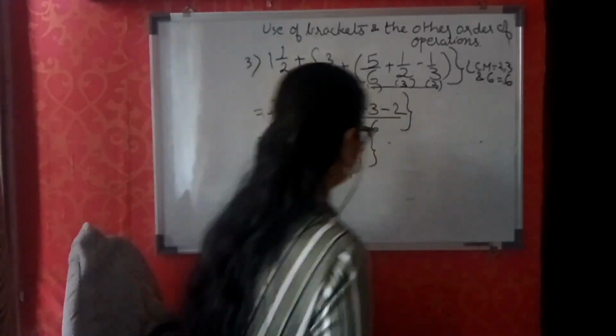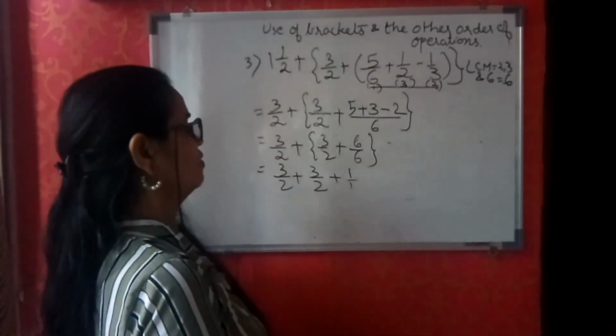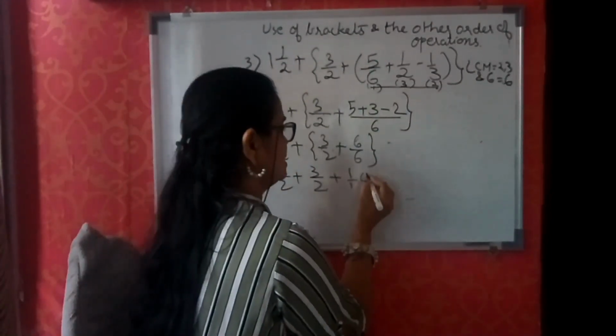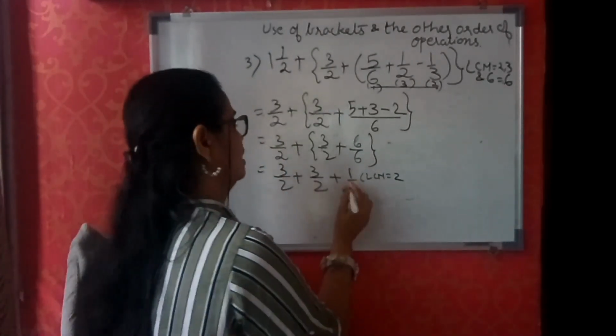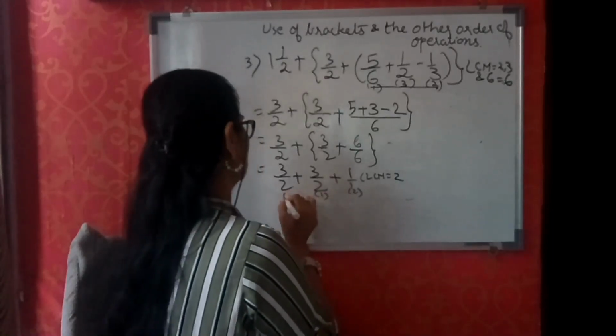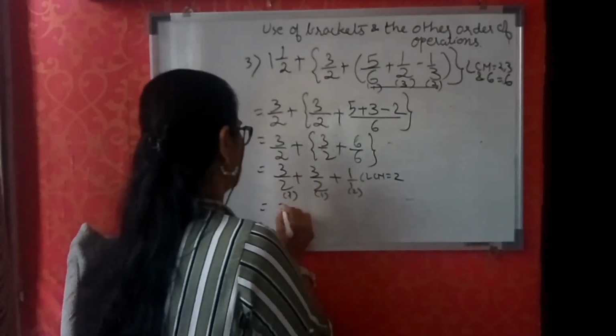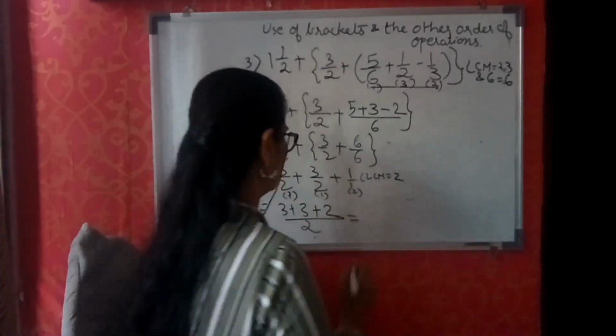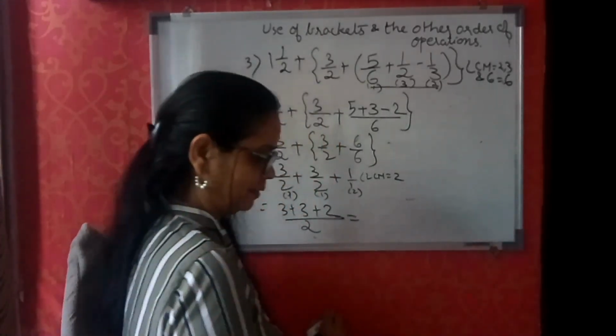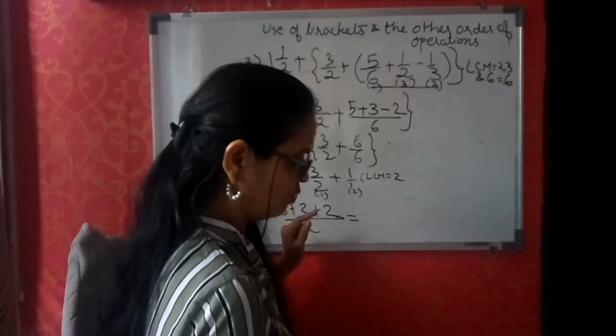Got it? Plus 1. No denominator. Consider 1 as the denominator. The LCM is 2 because you have to make it like fractions. So 2 1s are 2, 2 1s are 2, 2 1s are 2. So 3 plus 3 plus 2. This divided by 2 and you will get, what will you get?